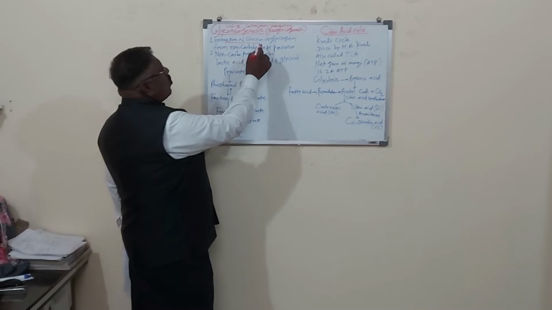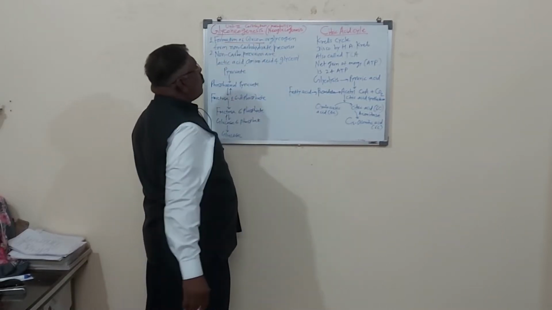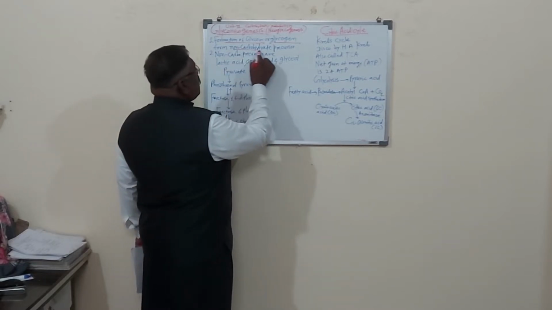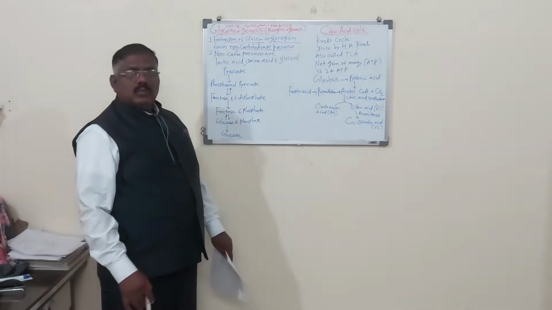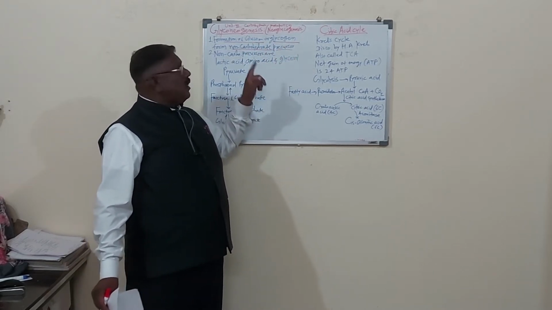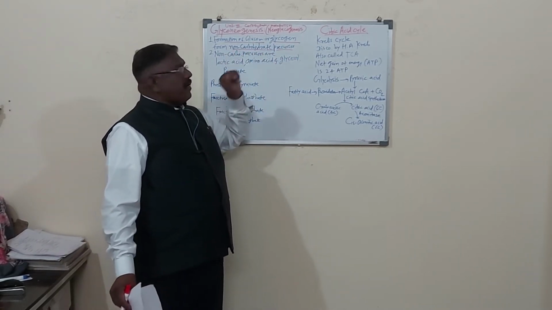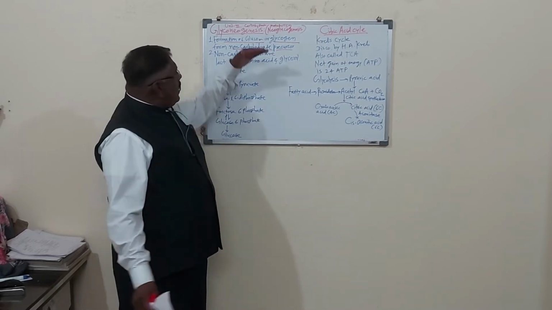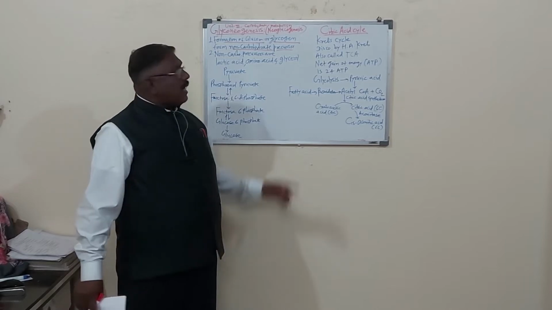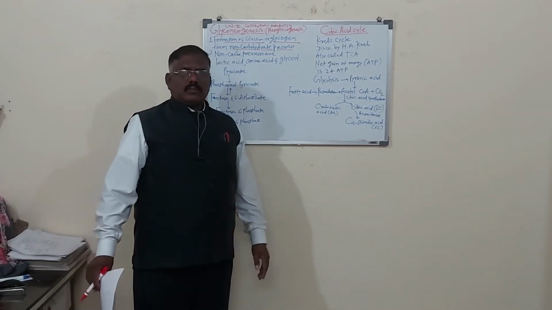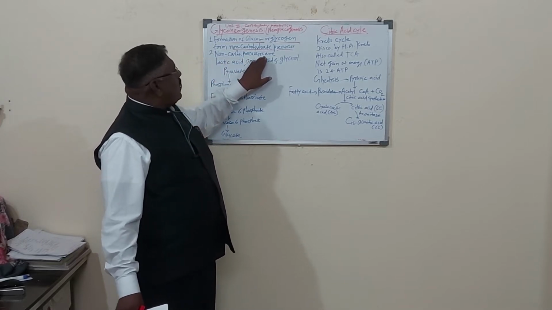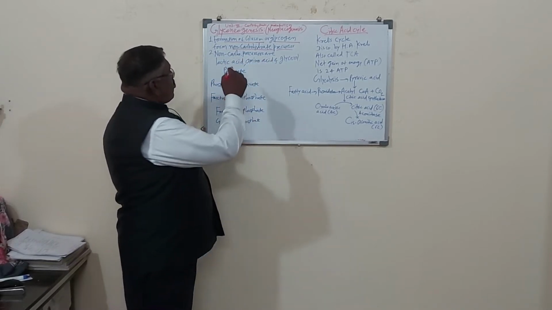Formation of glucose or glycogen from non-carbohydrate precursors. When the carbohydrate is exhausted in the body, that time this process starts. So remember that. Now, what are non-carbohydrate precursors?